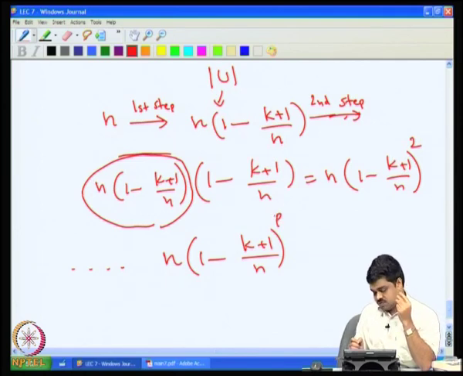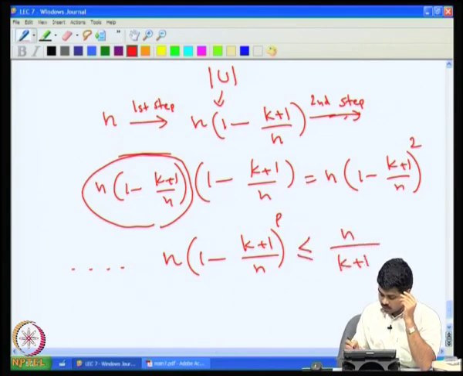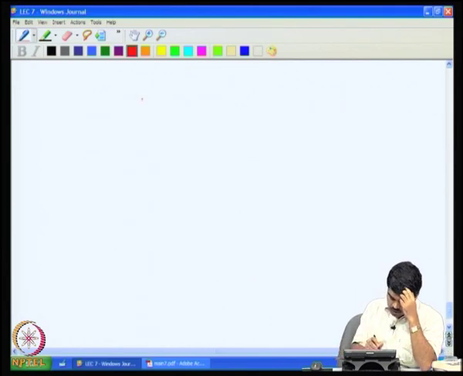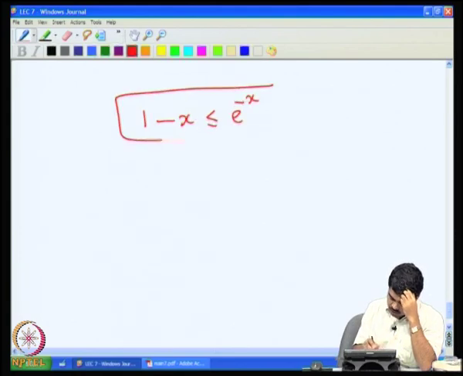undominated vertices. Suppose I want this to be less than or equal to n by (k plus 1), then how big should p be? So we cancel this thing. For instance, I can always say that 1 minus x is less than or equal to e raised to minus x. It's a well known inequality.